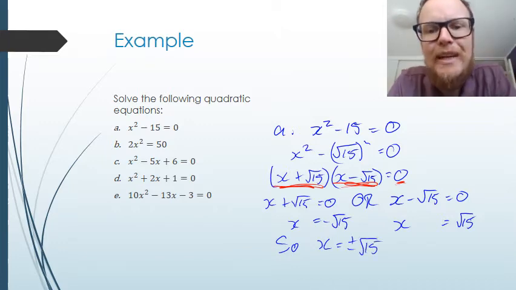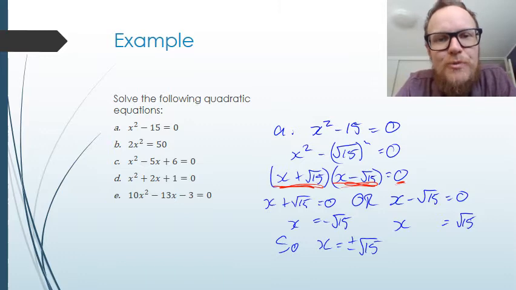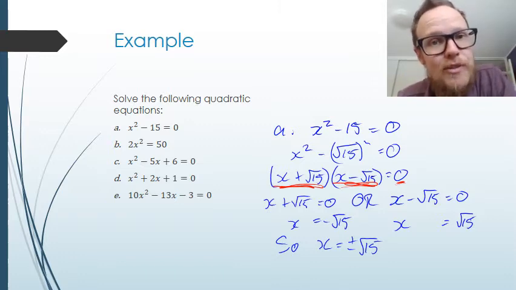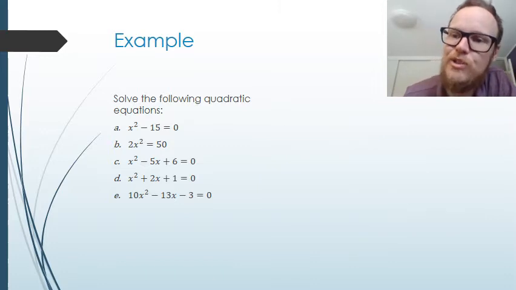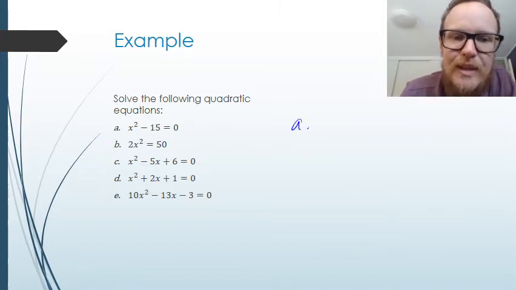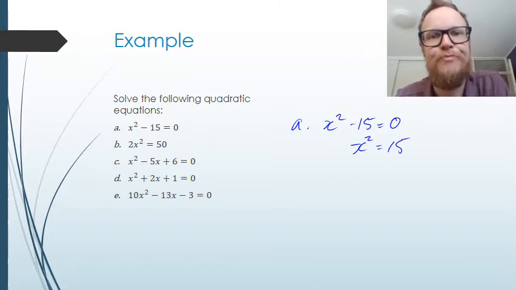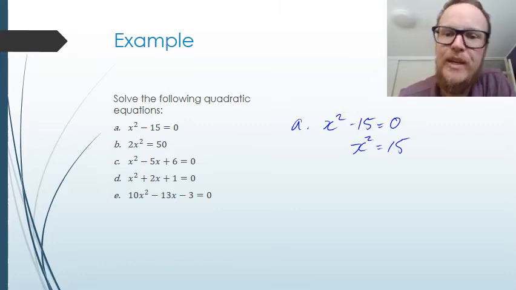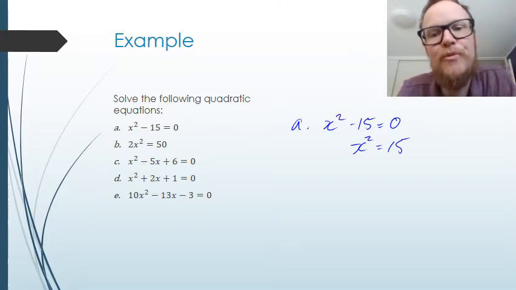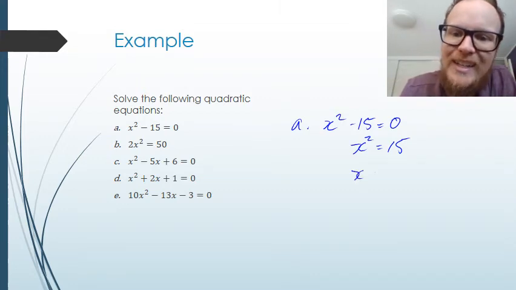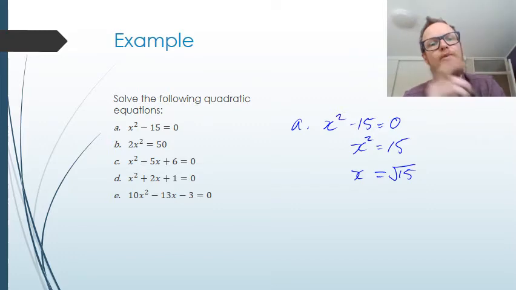I've actually just thought of a much easier way to solve this. So let's go back and have a look at that. This is a legitimate solution, mind you. But let's have a look at another way of solving A. I've got x squared minus 15 equals 0. Hey, I could make this just x squared equals 15. That's pretty easy, right? So then if I take the square root of both sides, I get x equals square root of 15. Now, where's the catch here?